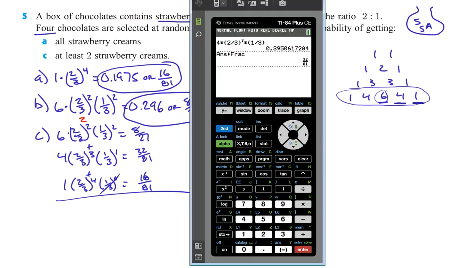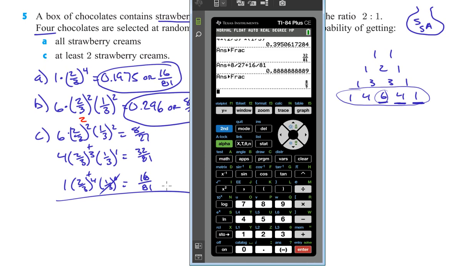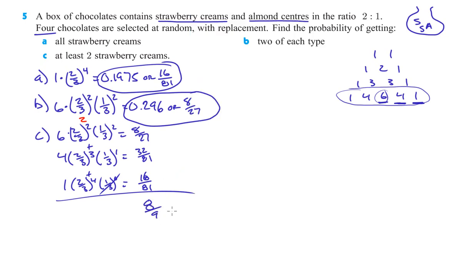Right, so then we can just add these all up. 32 out of 81 plus 8 out of 27 plus 16 out of 81 gives us 0.8888. Math, enter, enter is going to give us 8/9. So that gives us 8/9, or 0.889, either one. Okay? All right, one more to take a look at.